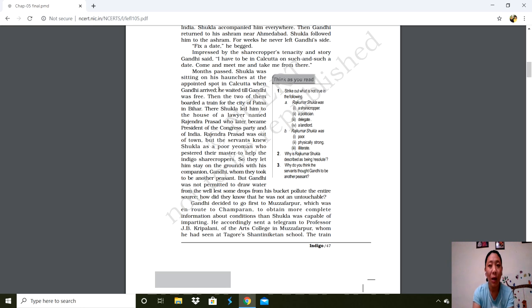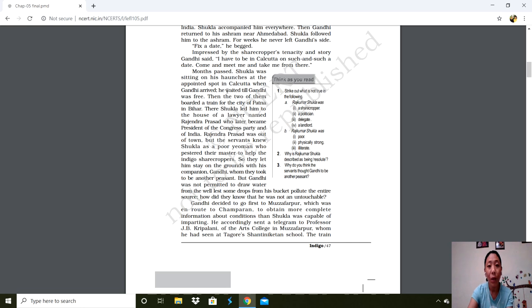So Rajkumar Shukla was there at the set spot, where he was supposed to wait for Gandhi. All right, and he was sitting in a position where the thigh and buttock touch. So you can imagine somebody sitting in an Indian toilet. All right. So he was found sitting in such a sitting position, waiting at the appointed spot in Calcutta. Remember why he had come to Calcutta was because Gandhi asked him to wait at the particular spot in Calcutta because Gandhi had to attend a meeting there. All right, and thereon he was supposed to take Gandhi to Champaran.